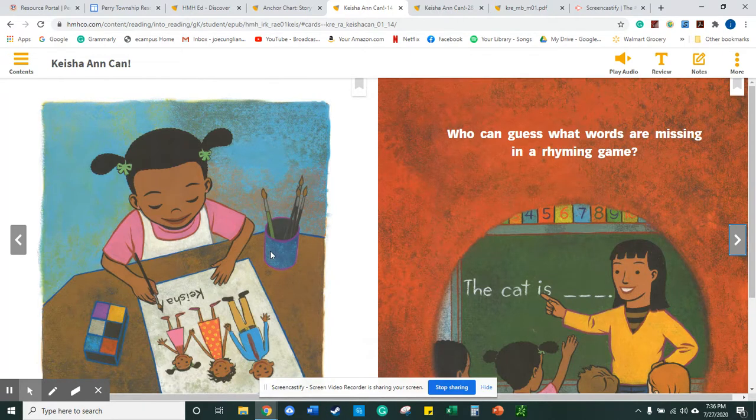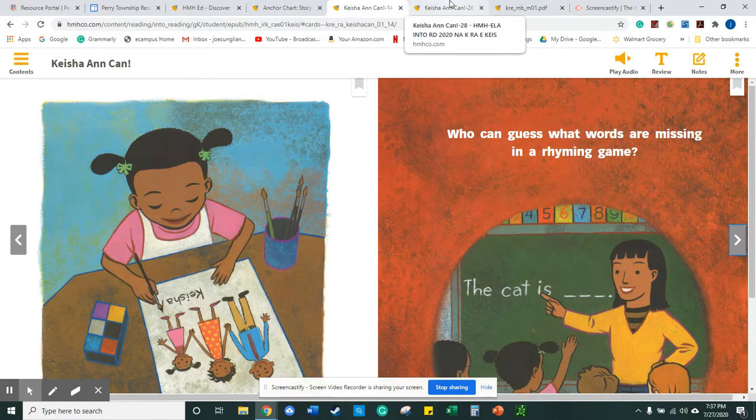Do you see another character on this page? I heard someone say this person. We can tell she's a person because she has features like us, like a mouth and eyes and nose. Who do you think this character is? I heard friends say that this is the teacher. Maybe this is the teacher because she's taller than Keisha and her friends, and she's leading them in reading a sentence. Great job identifying the characters in this story.